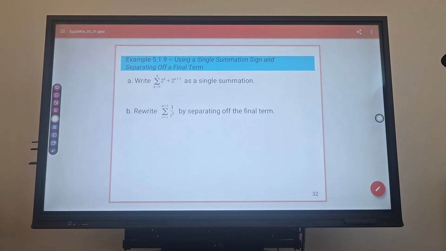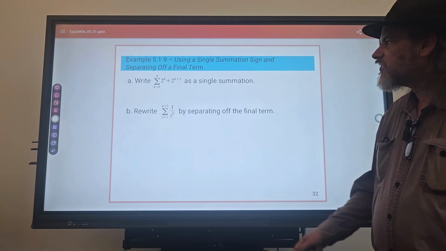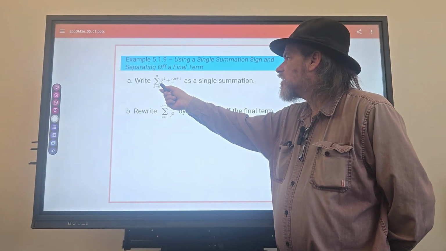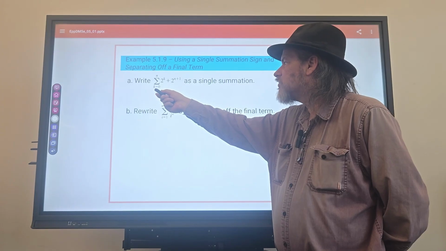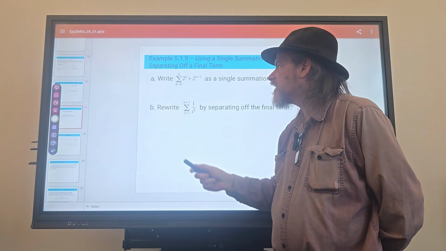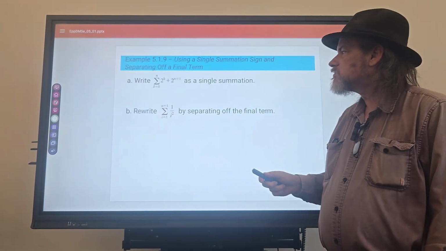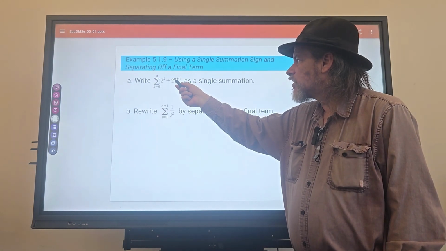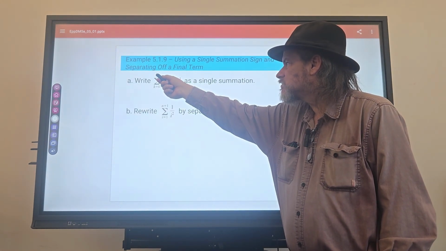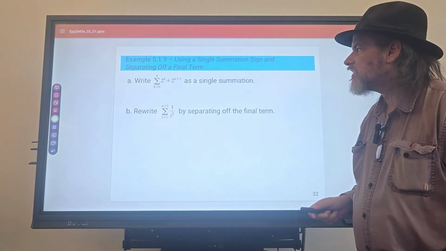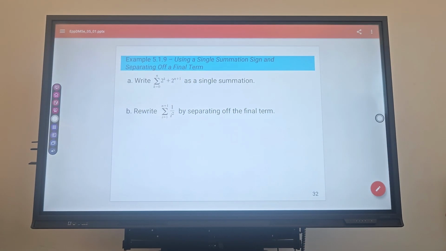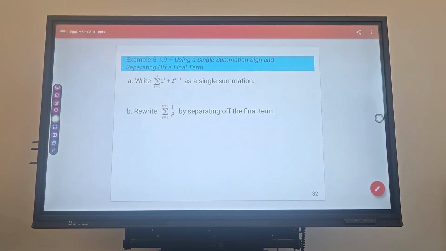Using a single summation sign and separating off a final term. Well, as a single summation, this is just n plus 1 added to 2 to the n plus 1 added to 2^k from 0 to n. If you were to just make this n plus 1, you could drop off that final term completely. So it would be the summation of 2^k with k equals 0 to n plus 1.